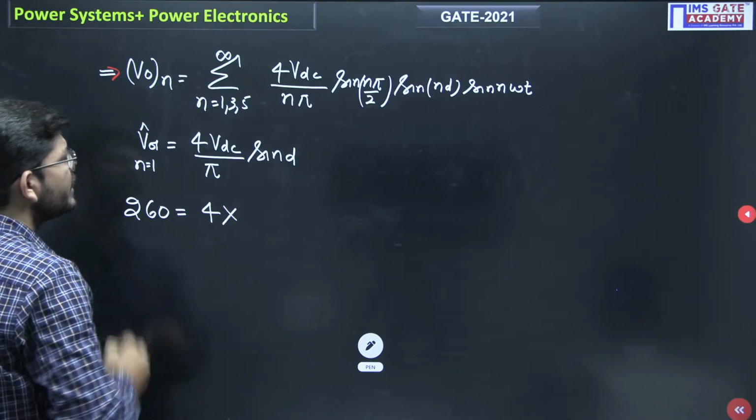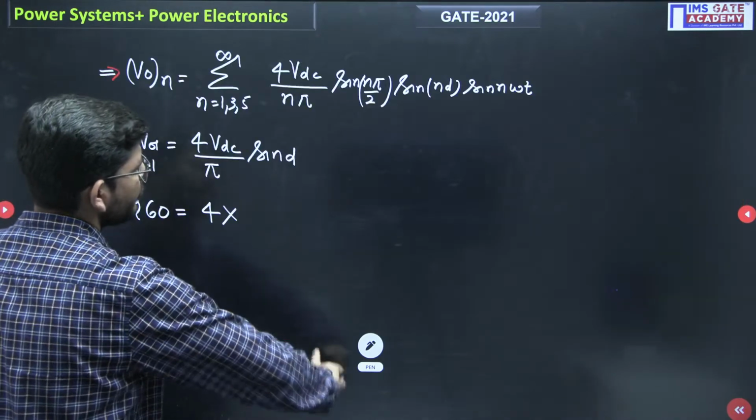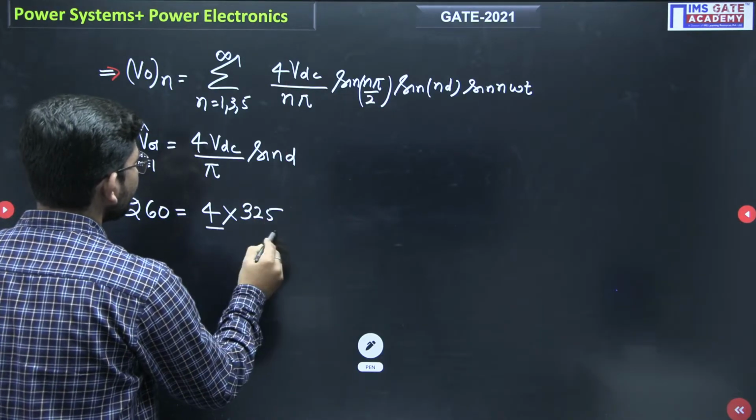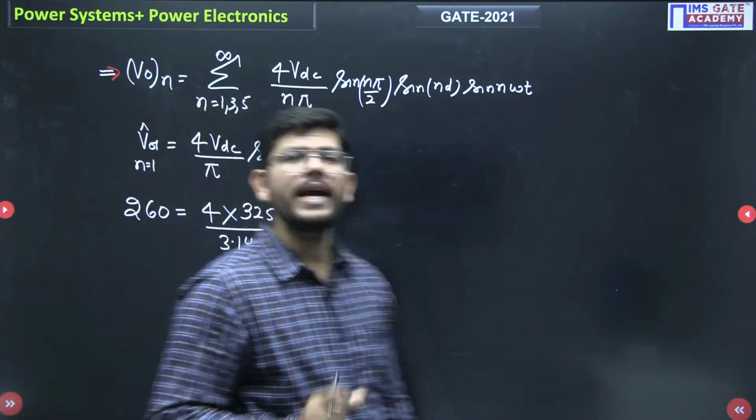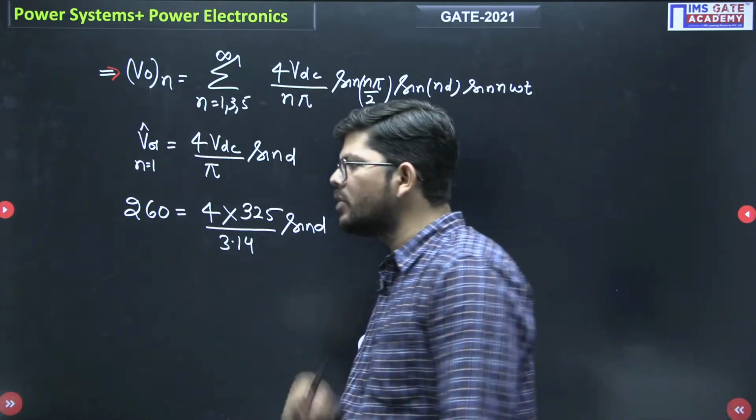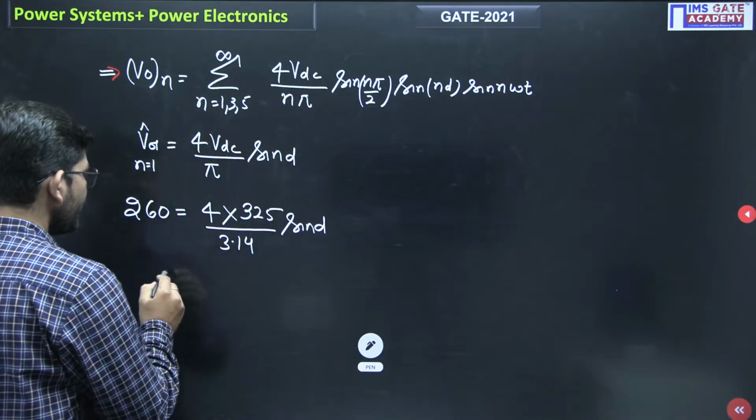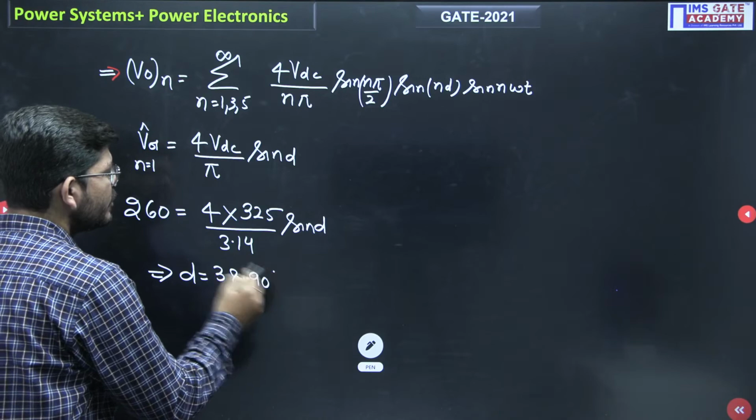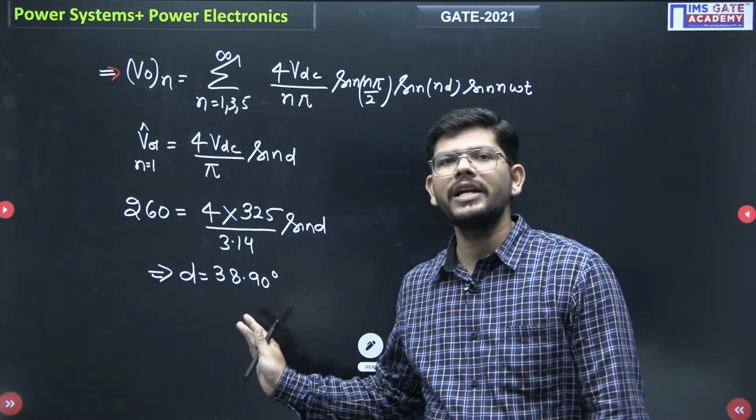4 into what is VDC? VDC is given to us, the value of VDC is 325. So we will put this value 325 divided by pi, which is 3.14, and sine d. So right now we have only one unknown here, which is the value of d, isn't it? When you solve this equation for the value of d, you will get the d value as 38.90 degrees. Okay, but this is not our target. This is not what we have to find.